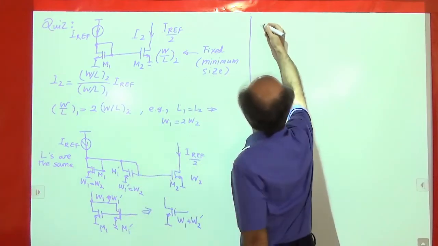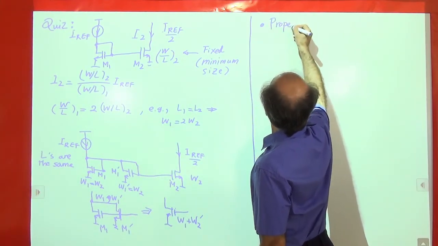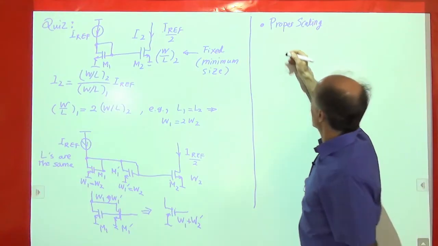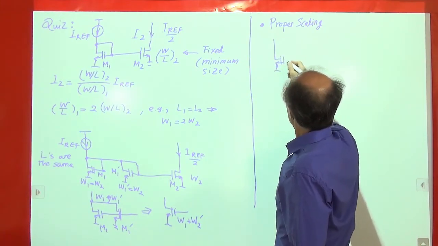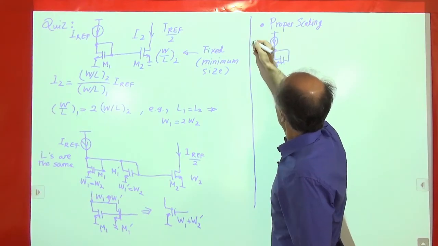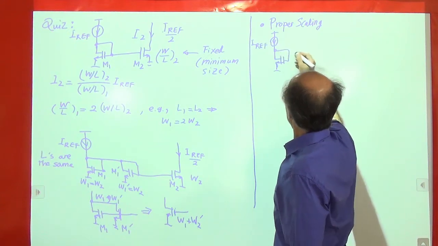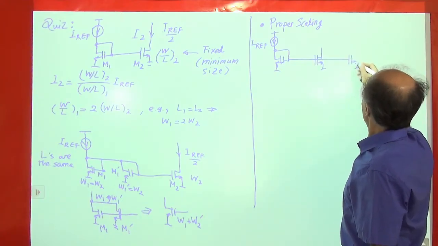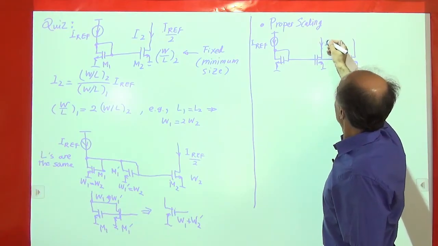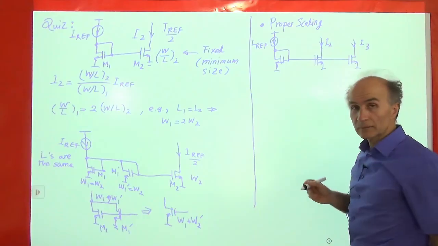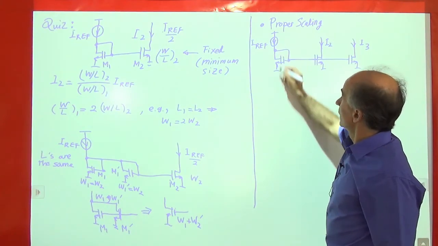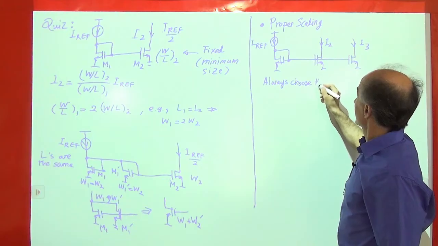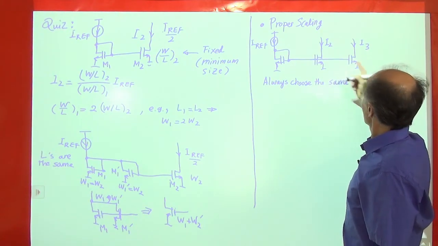All right, the next topic is proper scaling of devices in a current mirror. And that just goes back to what we have seen so far. So again, let's suppose that I have a diode connected device here with IREF, and I would like to copy this over to one here, and again I'm going to run this line through it, another one here. So I want to have I2 here, I3 here. Okay? All right, so what we do is always choose the same L for all of these transistors.